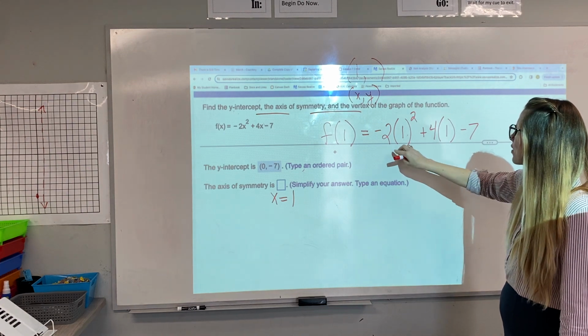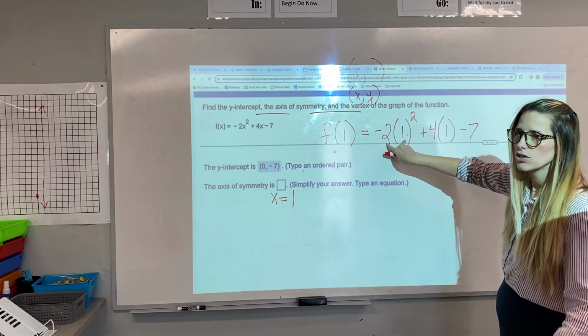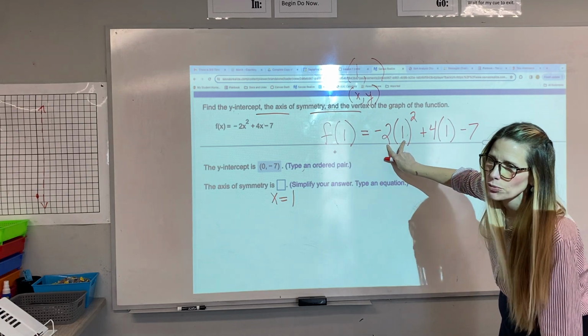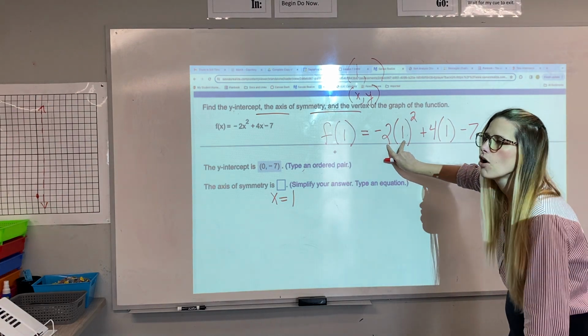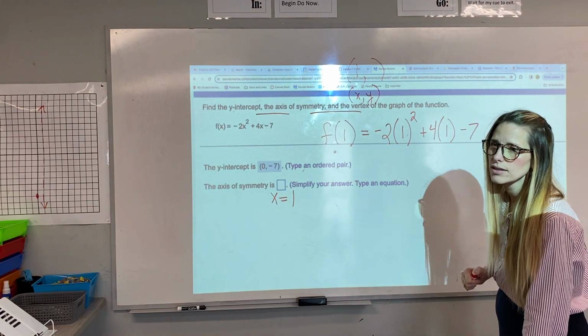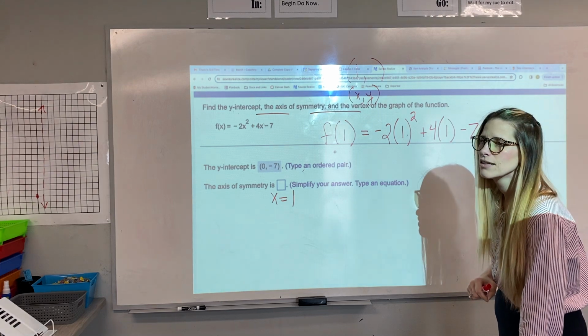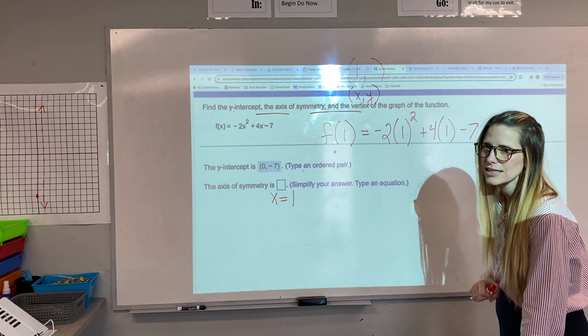Now, this is very important. We do not multiply these. Don't do it. That's breaking a big rule of PEMDAS. What do we do first? What's inside the parentheses? A 1. Done. Parentheses are done. What's next?